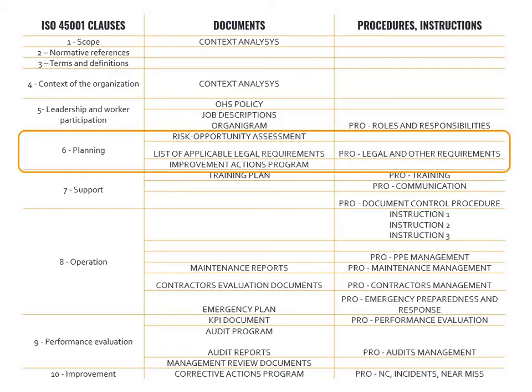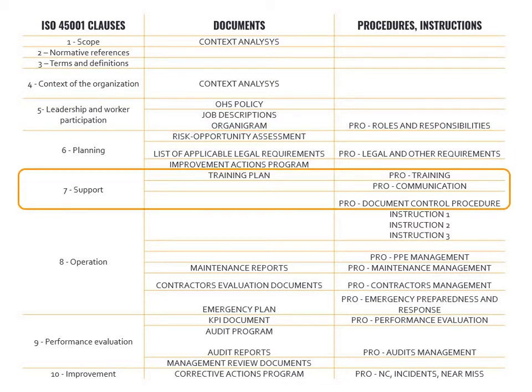Clause 6 required us to carefully read the context analysis and, starting from the information put into that document, write a risk opportunity assessment. And then again, if something noteworthy came out in the risk opportunity assessment, we had to put in place an improvement actions program. Also, Clause 6 wanted our company to be able to notice any change in legal requirements. Therefore, a list of the applicable legal requirements could be useful.